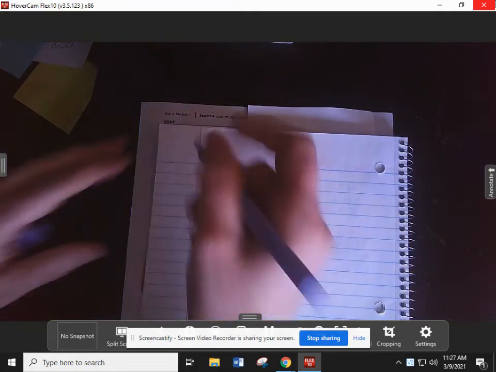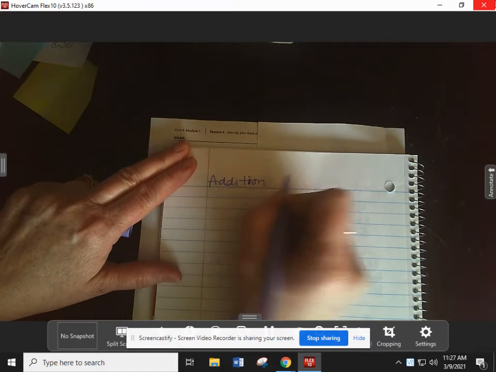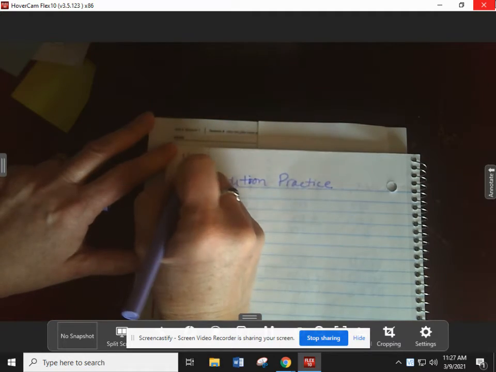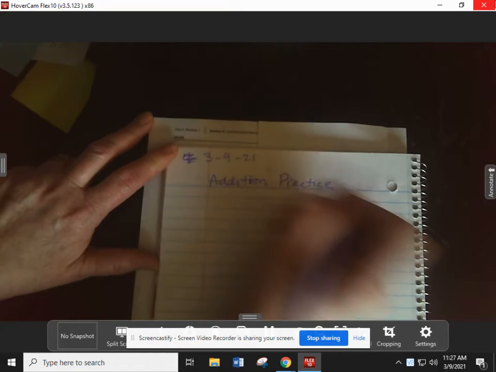So let's get your notebooks out. We're going to do some practice with large digit addition. I know we have been working and working and working in here. I'm going to run out of pages in my notebook very soon because I had used last year's notebook. So we're going to call this addition. Here we go. Addition practice. And today's date is, I'm skipping around here, 3-9-21.